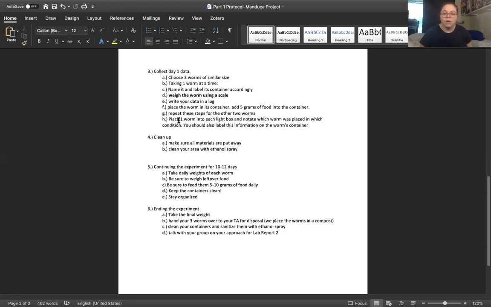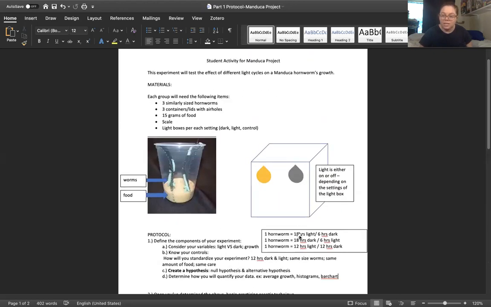And you lastly would place your worms into each of the light boxes, and notate which worm was placed in which condition. So if Mary's supposed to go into the light box, you need to write that down like a million times so you don't forget. And you place her into the light box that represents a light condition. So the light box that has 18 hours of light and 6 hours of dark, you place Mary into. And then you'd get Jack and make sure everything's notated on him. He represents my dark condition. I'm going to put him into the dark box, which has 18 hours of darkness and 6 hours of lightness.